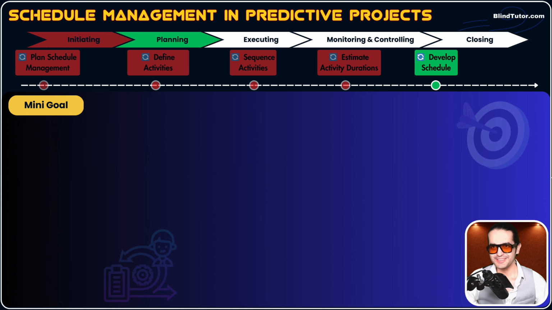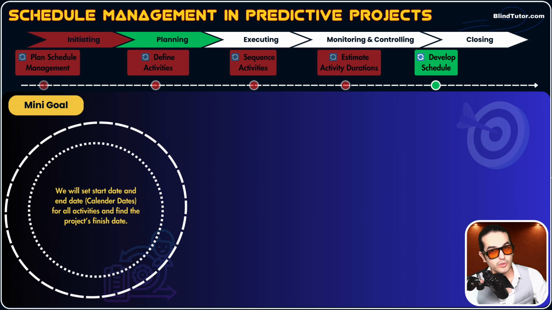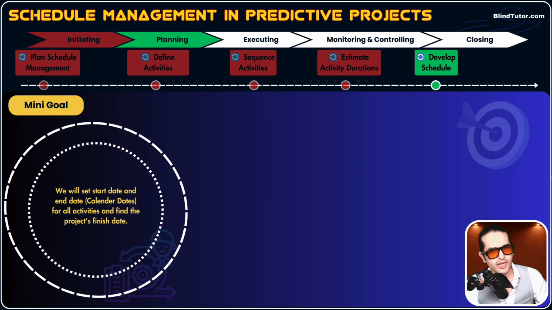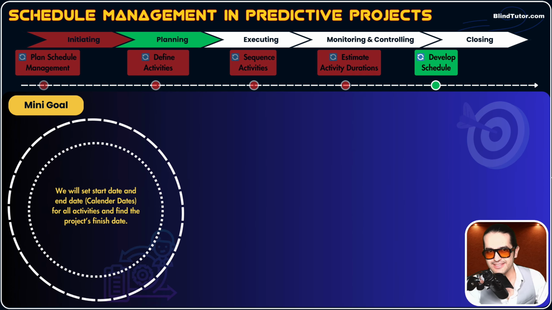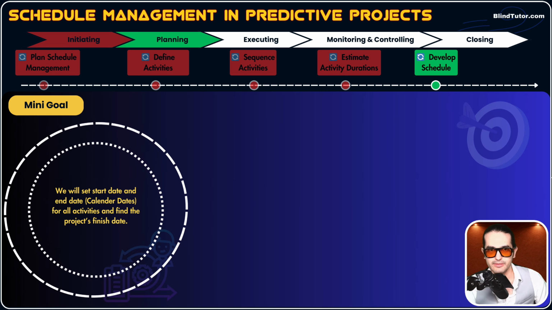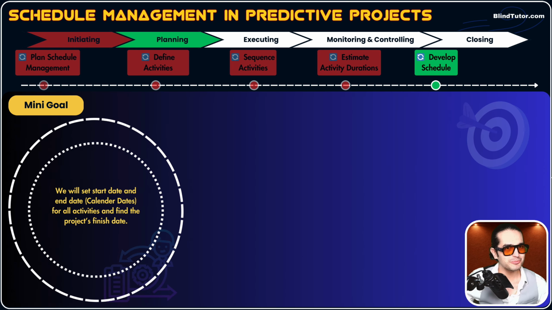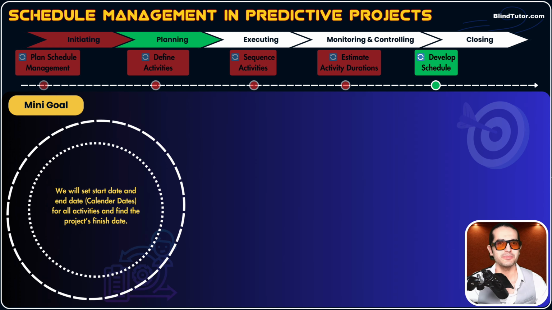All right. Welcome to mini goal of develop schedule process. Guys, the stage is ready, okay? We have done everything related to schedule. Now it is time to hit the ball and score. Develop our schedule. By develop a schedule, I mean that we will know by calendar date what time each activity starts and ends. When we know start and end date for all of the activities that we need to do for this project, we will know the final completion date of the project. Okay, this is develop a schedule.